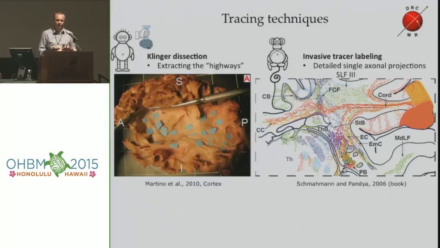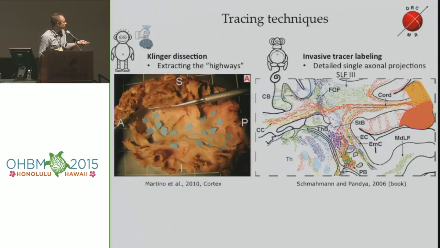If we want to look at more specific axonal projections, then we need to go to animal experiments, where we can use invasive tracers. This is very nice work by Schmahmann and Pandya in their book, where they collected different injection sites and visualized on the same template how they project in the brain. This gives a lot of information about what we can expect tractography to look like.